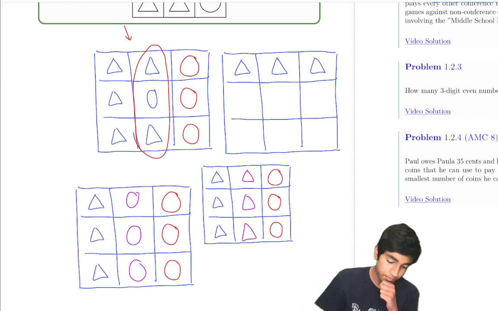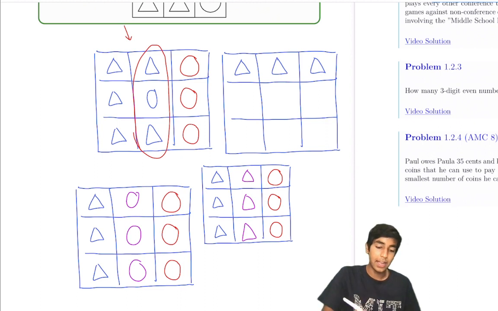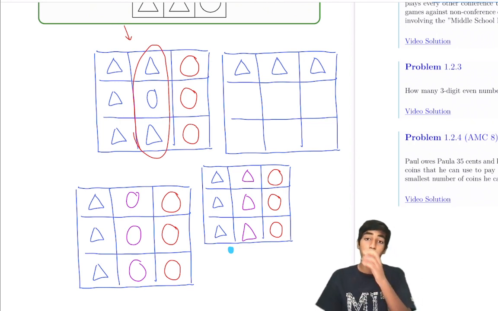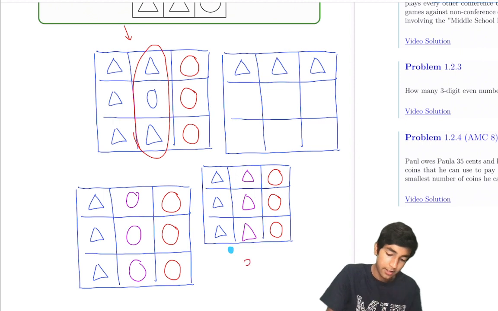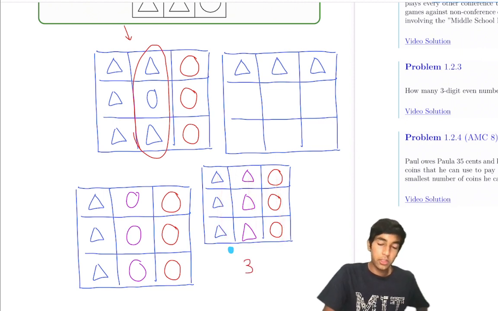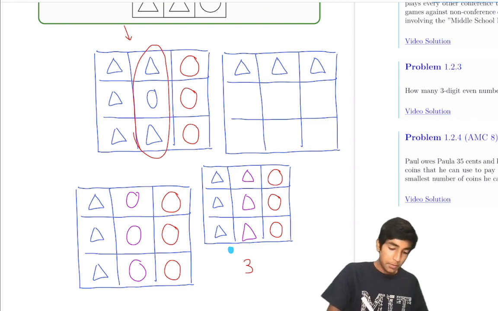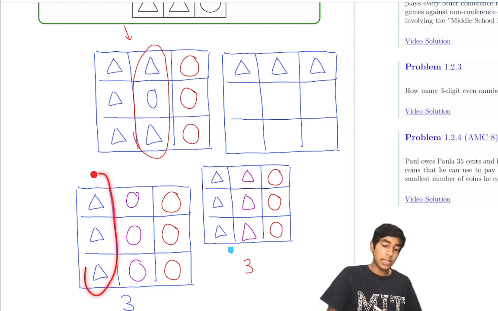Okay, let's take a look at each case separately. What about for this case over here? How many possibilities are there? We've got 2 columns of triangles, 1 column of circles. That's just 3 cases, because from these 3 columns, we just pick one of them to be the column of circles. Similarly, this one also has 3 cases, because out of the 3 columns, we pick one of them to be triangles.